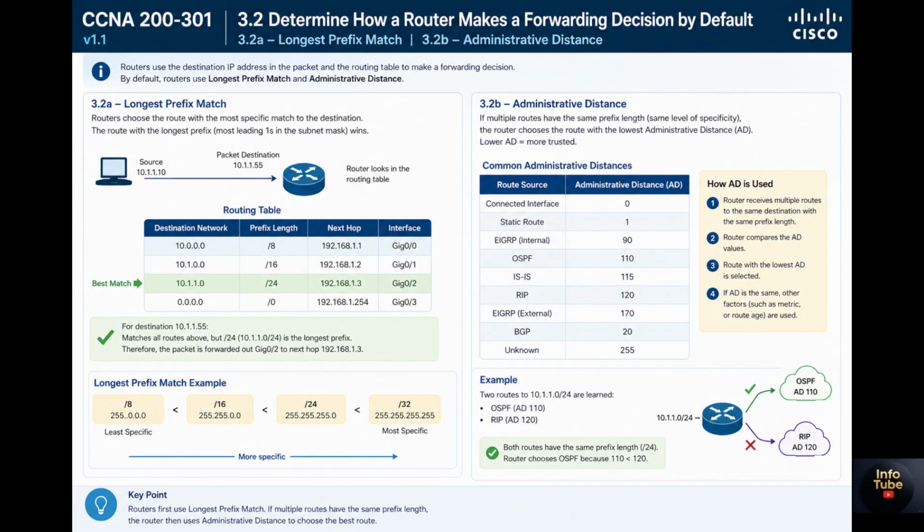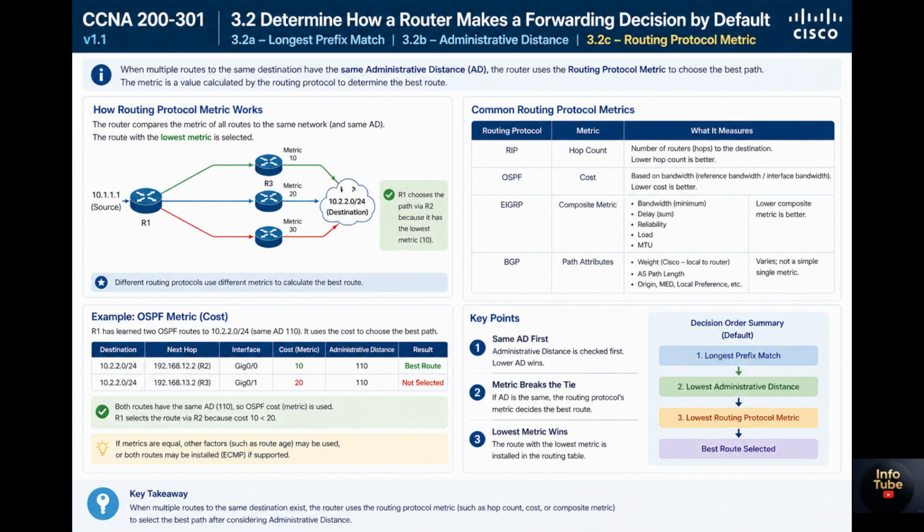3.2c. Routing protocol metric, the third filter. What if the router has two paths that have the same prefix length and they both came from the same source? For example, two different paths both learned via OSPF. Now, the router uses the metric to break the tie. The metric is the cost or overhead of a path.